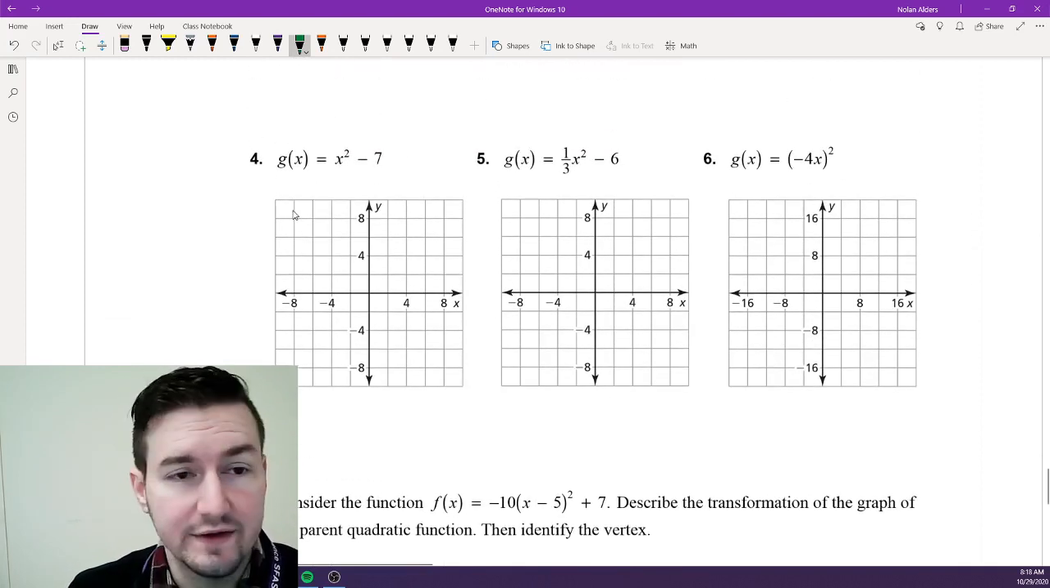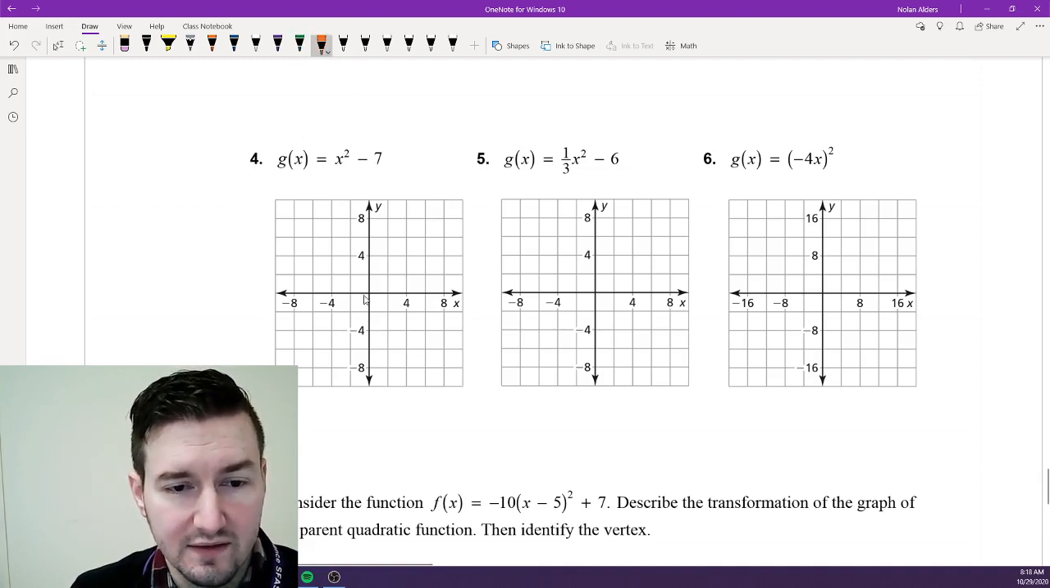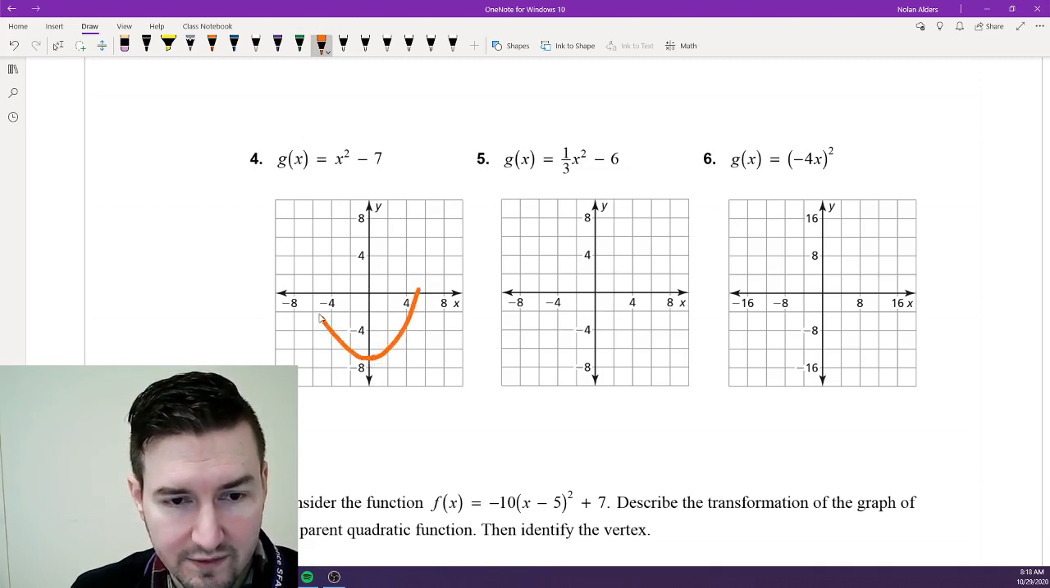So with this one, -7 means that we're moving down 7, so that'll just be right about here and a parabola, right about there, okay?